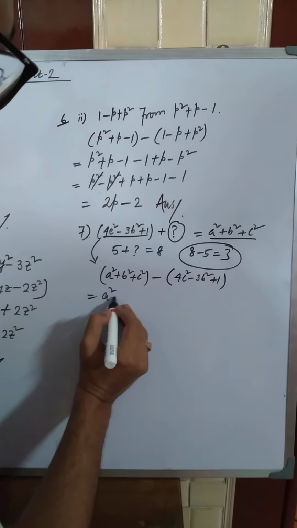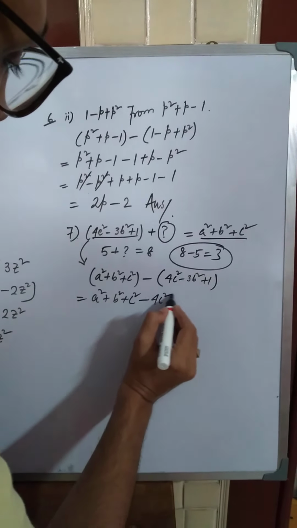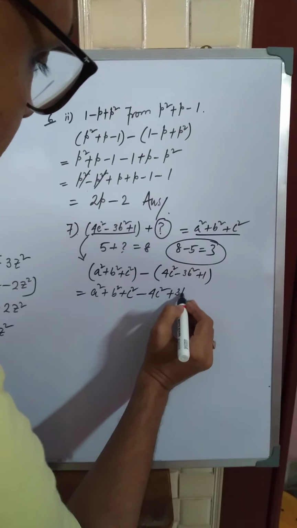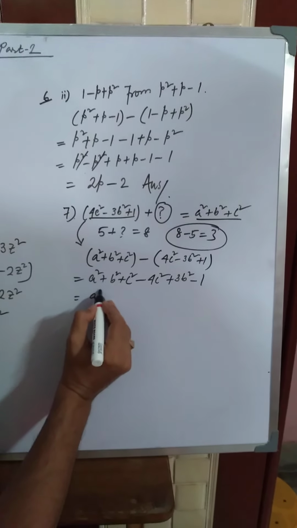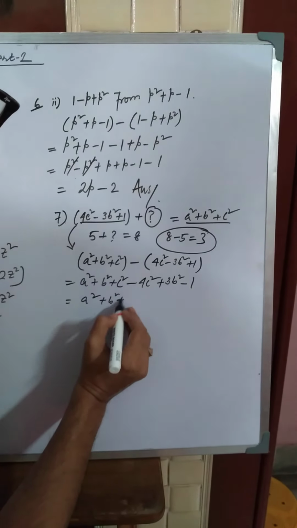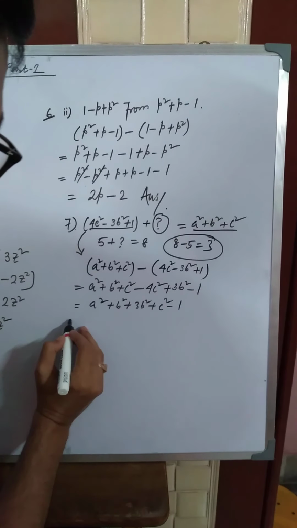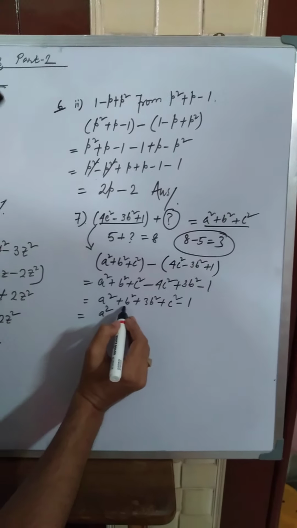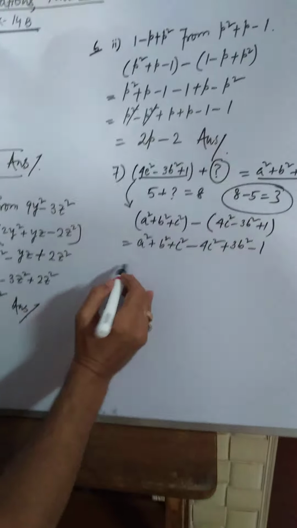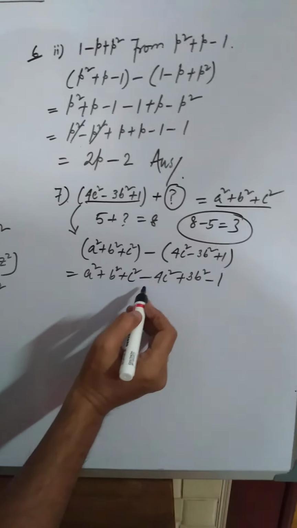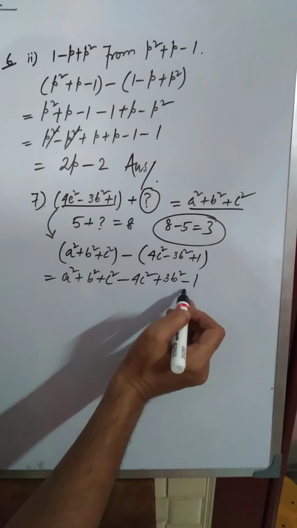Now remove the bracket, a square plus b square plus c square. So minus 4c square, minus is there. So plus 3b square, plus is there. So minus 1. Now you see that removing the bracket changes the sign, minus is there. Minus 3b square changes to plus 3b square and plus 1 changes to minus 1.